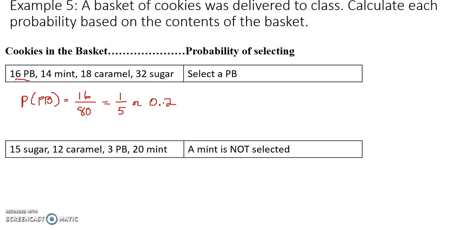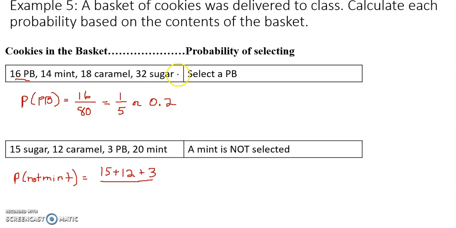In the second one, we want to pull a cookie and it not be a mint. So what's the probability that we reach in there without looking and just pick out a cookie? That's the probability that it is not mint. Well, that's going to be the probability that it's everything else. So it could be a sugar, it could be a caramel, it could be a peanut butter, but not mint. And then that's all divided by my total here.